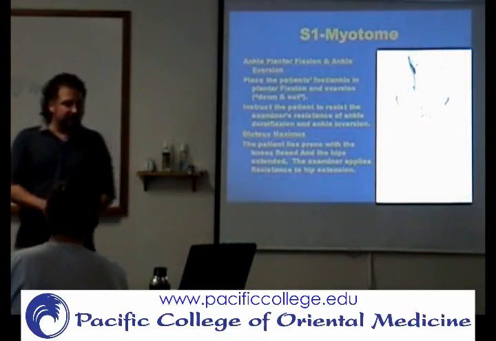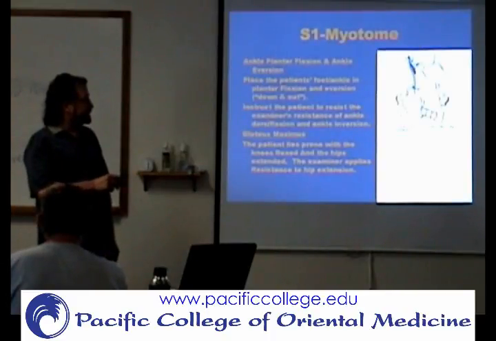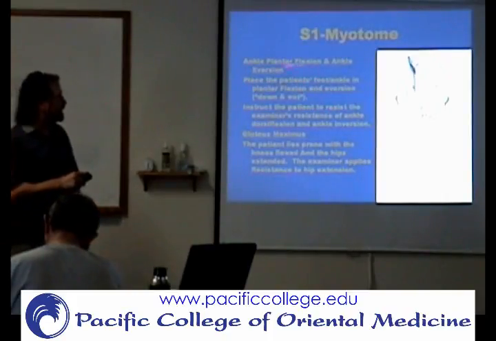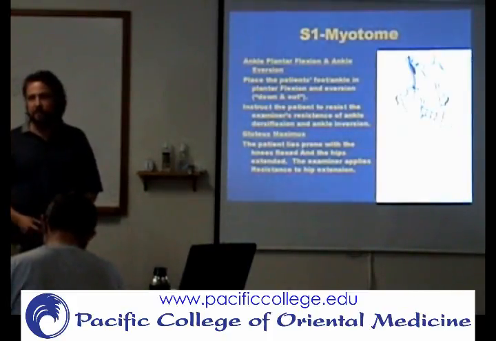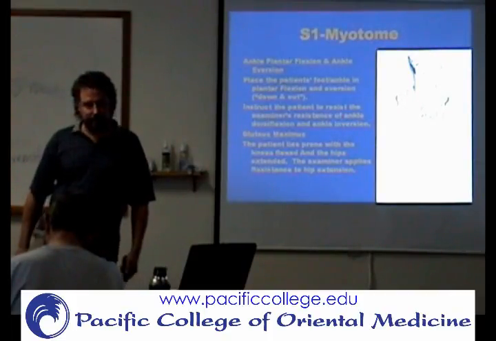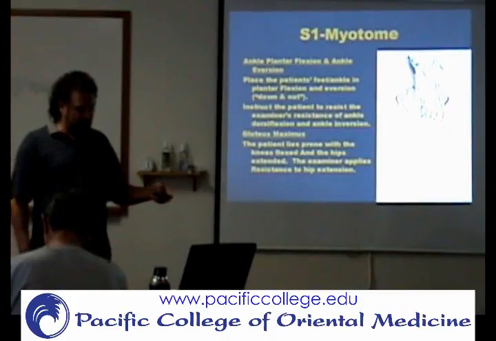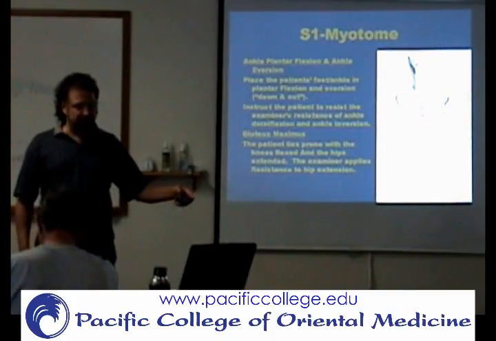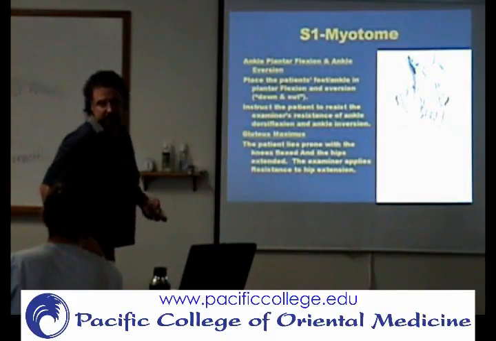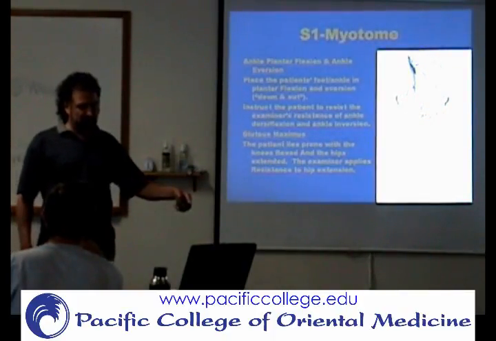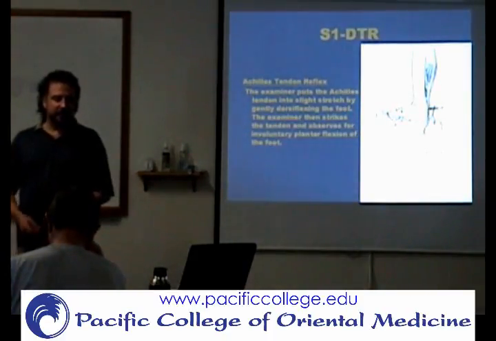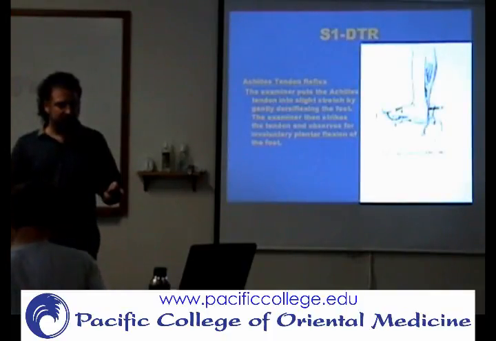And so then S1 is going to be the peroneus, or what do we call them now, fibularis muscles. So it's going to be plantar flexion and ankle eversion. So if this was a foot, it's going to be out like that. So this type of movement. Or you can also do the gluteus maximus, which basically the patient would be prone, and then you test resisted extension of the hip. And then Achilles is the reflex for the S1.